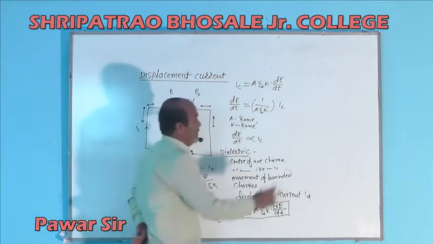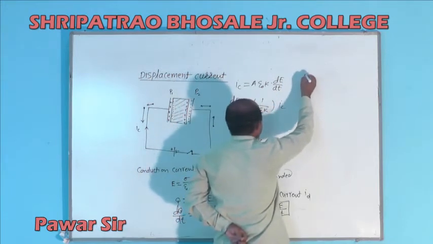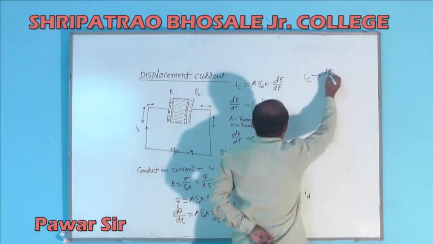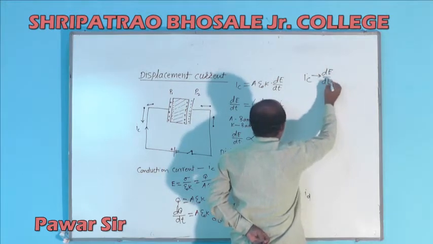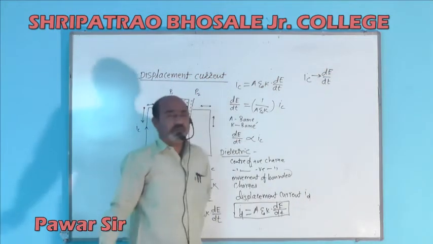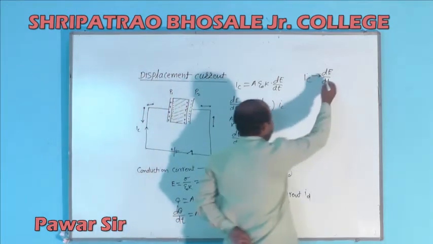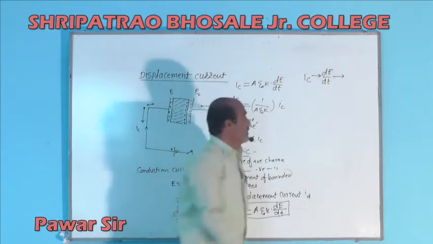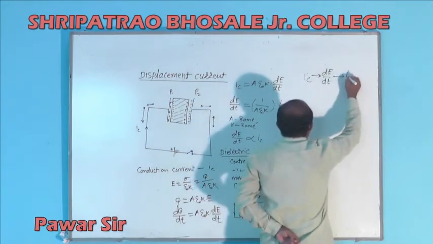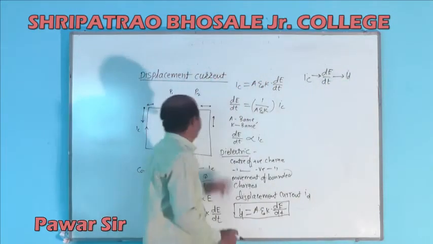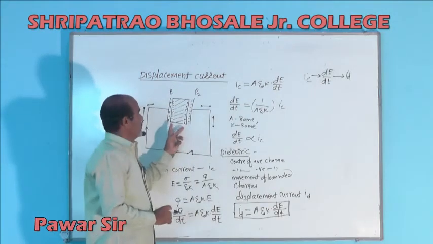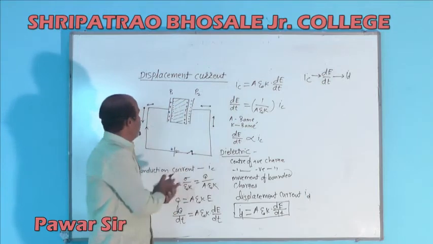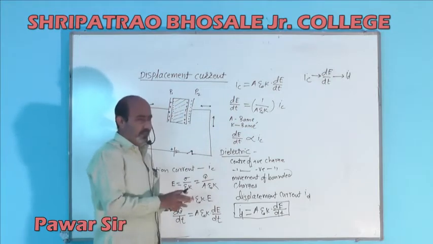So we can conclude that this conduction current IC produces dE by dt, or IC is directly proportional to dE by dt, and this change in electric field with respect to time produces displacement current ID in this dielectric. So this is about concept of displacement current. Now we have to study energy of charged condenser.